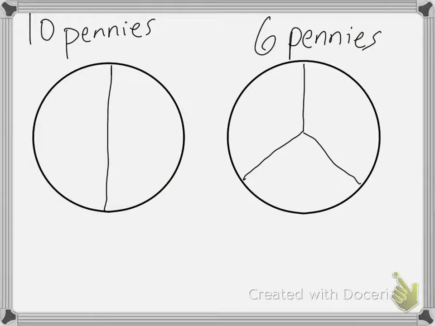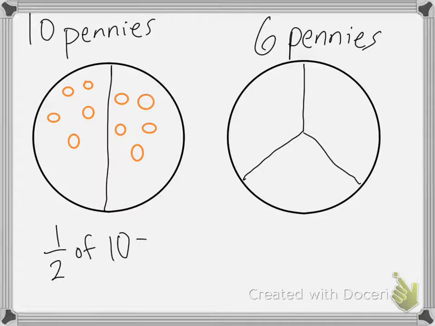Okay. What about 10 pennies? So I'm going to take 10 pennies and sort them into 2 halves. So 1, 2, 3, 4, 5, and 1, 2, 3, 4, 5. Okay, you have a total of 10 pennies. So I know that 1/2 of 10 pennies equals 5.